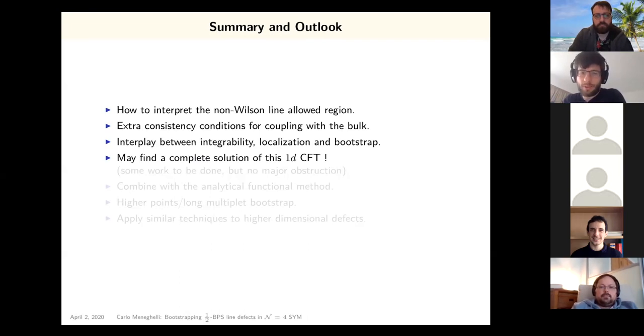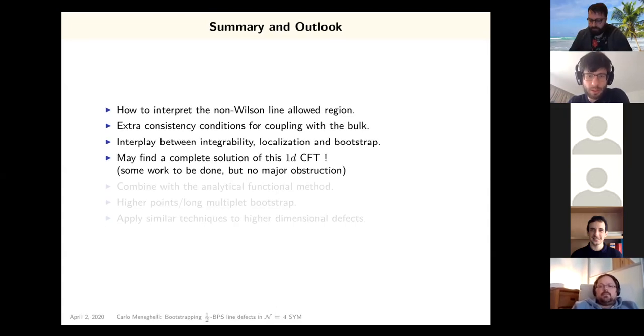And this is a bit different from the bulk case, where somehow the planar N=4 is not a good CFT. It's not quite a good CFT. But here, the planar theory is a good one, a good CFT. So there is some work to be done, but in our structure.